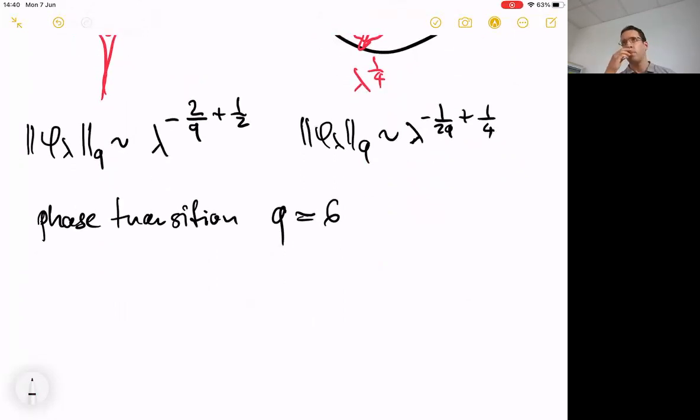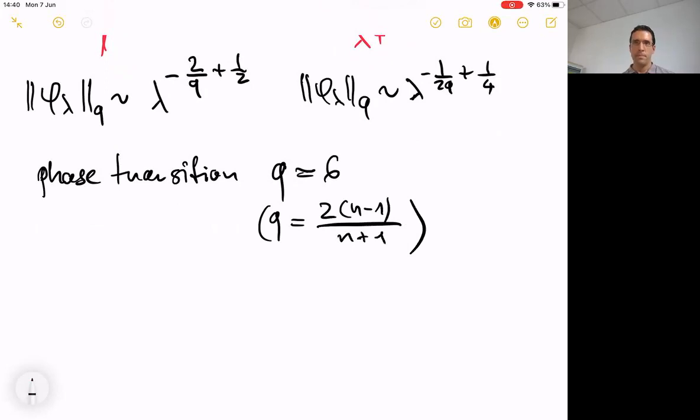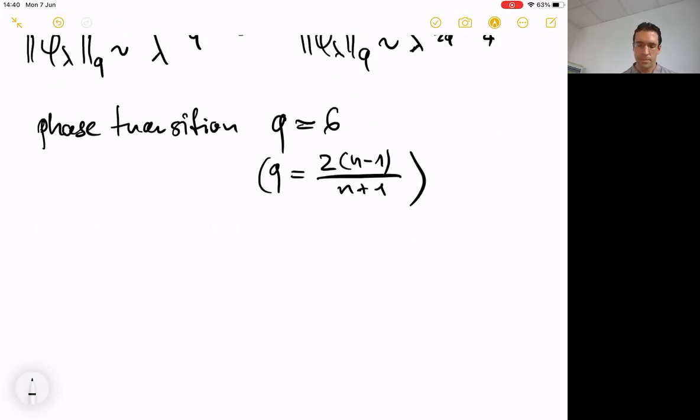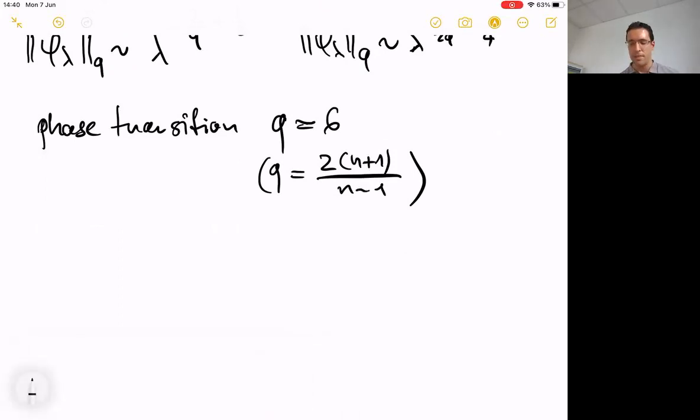Incidentally, if you know about Strichartz estimates or Stein-Thomas, then Q equals 6 in 2 dimensions is a very, very famous exponent. It's exactly what you have for Strichartz estimates or for the Stein-Thomas theorem. So in higher dimensions, Q would be 2 times n plus 1 divided by n minus 1. Oh, sorry, that's not correct. It's the other way around.